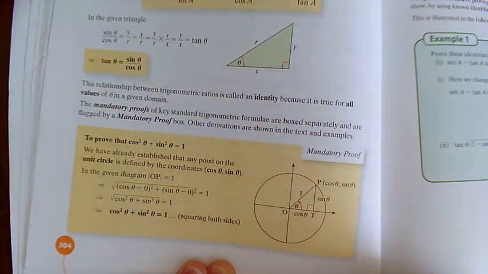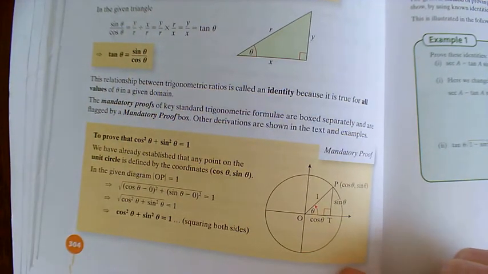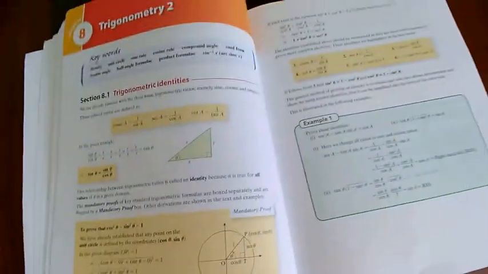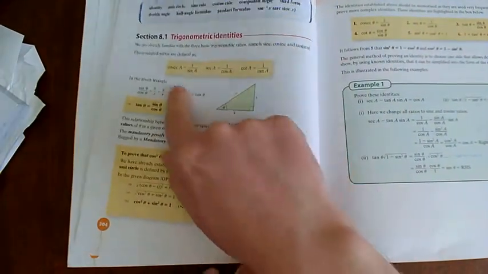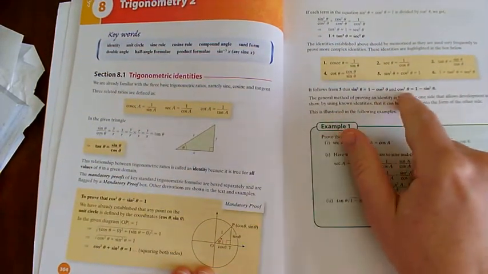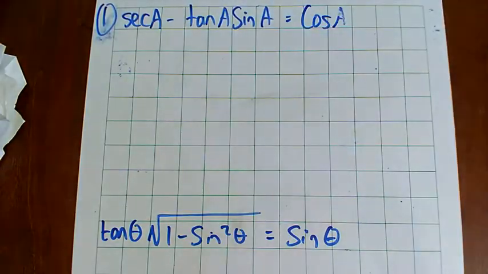So the mandatory proofs I'm going to be getting you to take down, and we'll be talking through them. When we see them in questions, you'll be able to practice them as well. What I want you to take down first of all is trigonometric identities, this yellow box, followed by these two as well, and the first mandatory proof. Then I'm going to go through 3 examples. Just pause it there for 1 second.